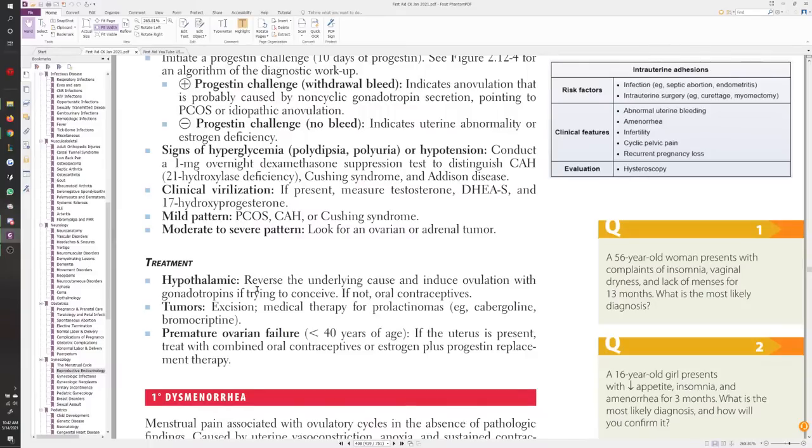So for hypothalamic problems, reverse the underlying cause and induce ovulation with gonadotropins if they are trying to conceive. If they're not trying to conceive, get them on oral contraceptives, right? If you're naturally not having menses, then you definitely want to be on birth control so that you don't really mess something up, because it's kind of counterintuitive. So oftentimes people don't pick it as a choice.